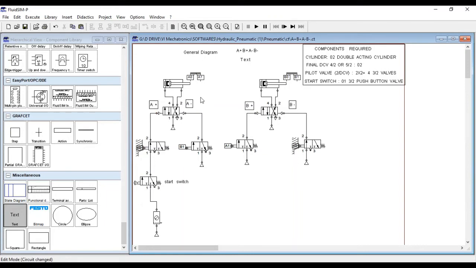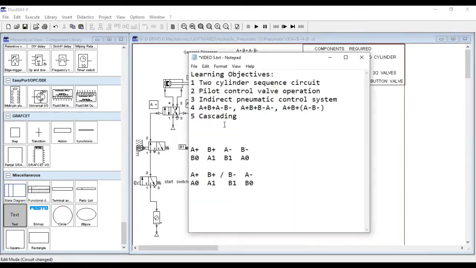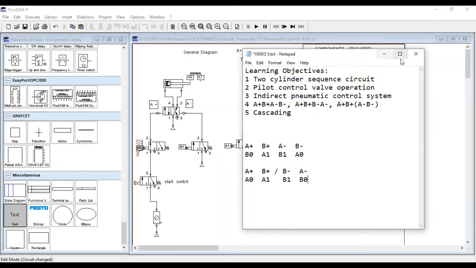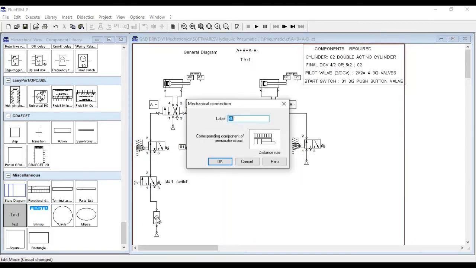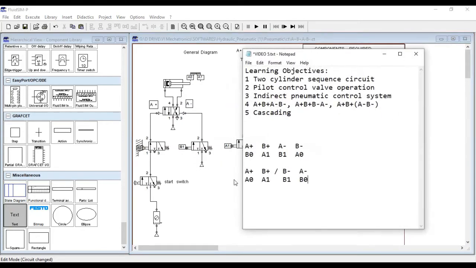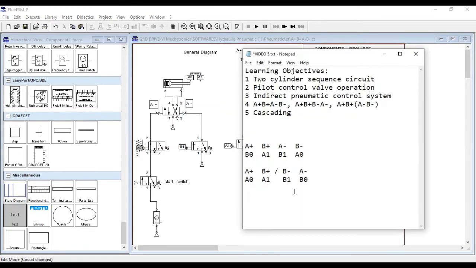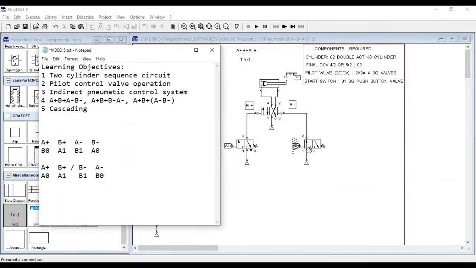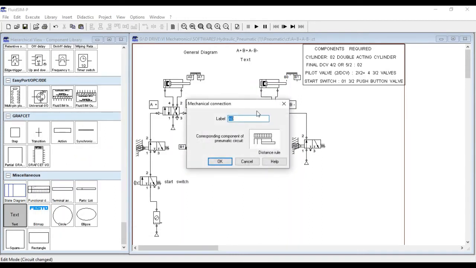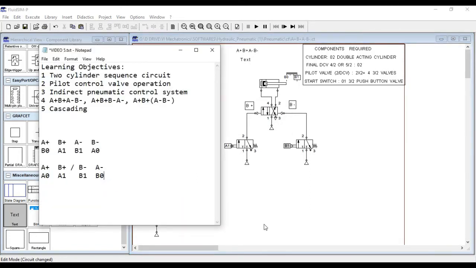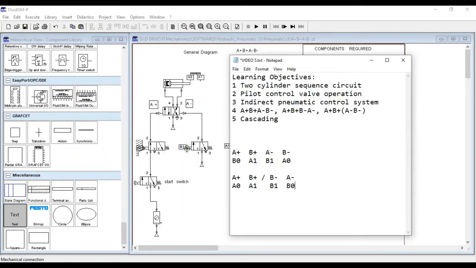Here we want A plus A0, and B plus A1. So we want this as A plus A0, and we want B plus A1. So where is B plus? B plus is A1, correct. B minus B1. So where is B minus? Here is B minus. So B minus will now be labeled as B1, and A minus B0. A minus, we have to label it as now B0. So this is our logic, and let's check whether the same logic can be applied to this circuit or not.